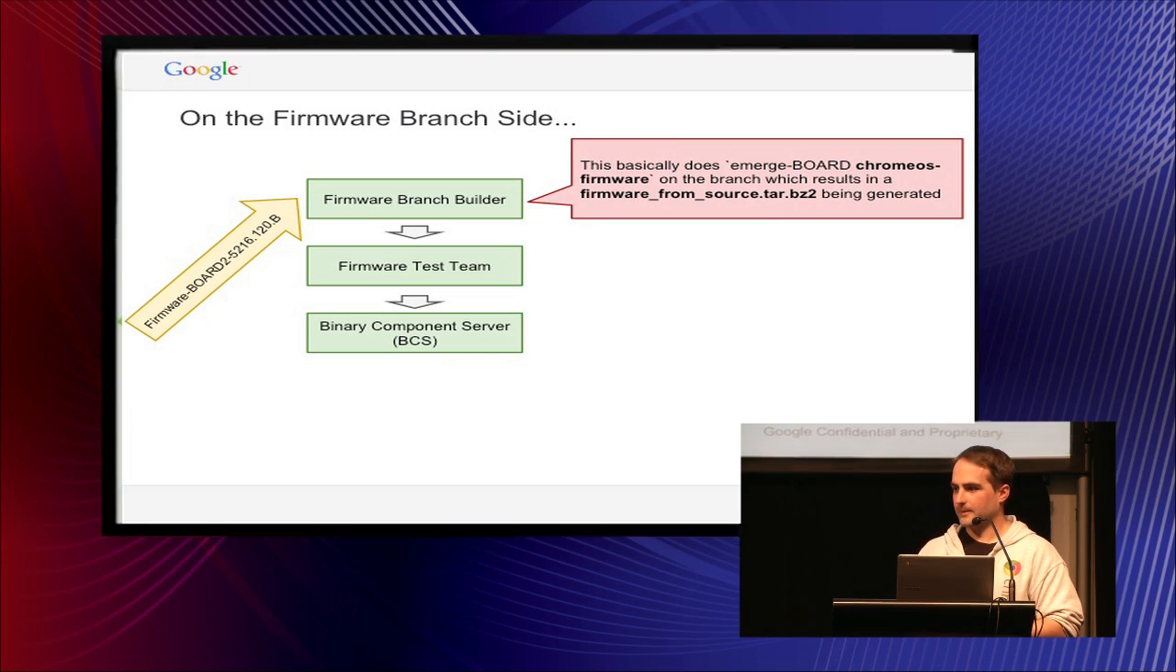So if you've looked on the builder artifacts or on CPFE, which we'll talk about in a little bit, you may have seen a file called firmware_from_source.tbz2. This ebuild is what generates it, and this is where you would normally get it.